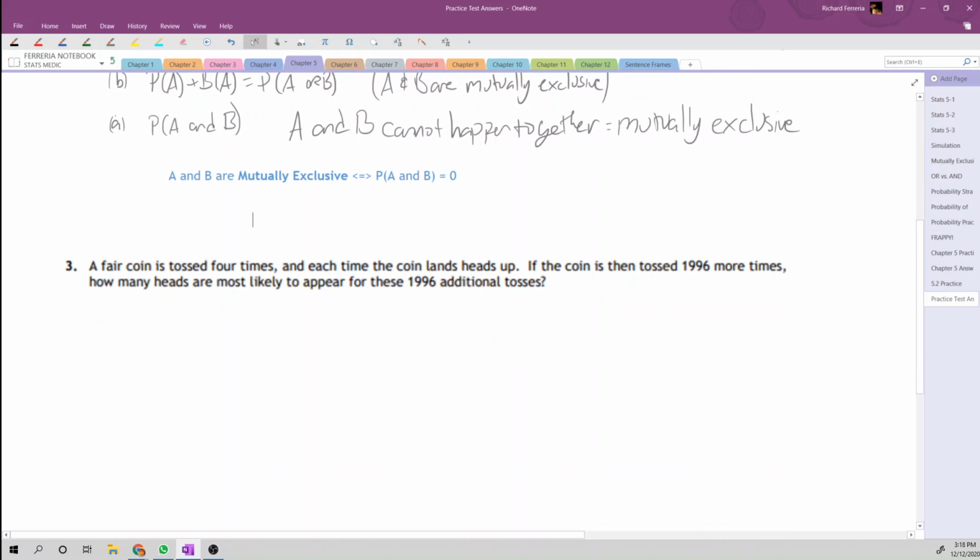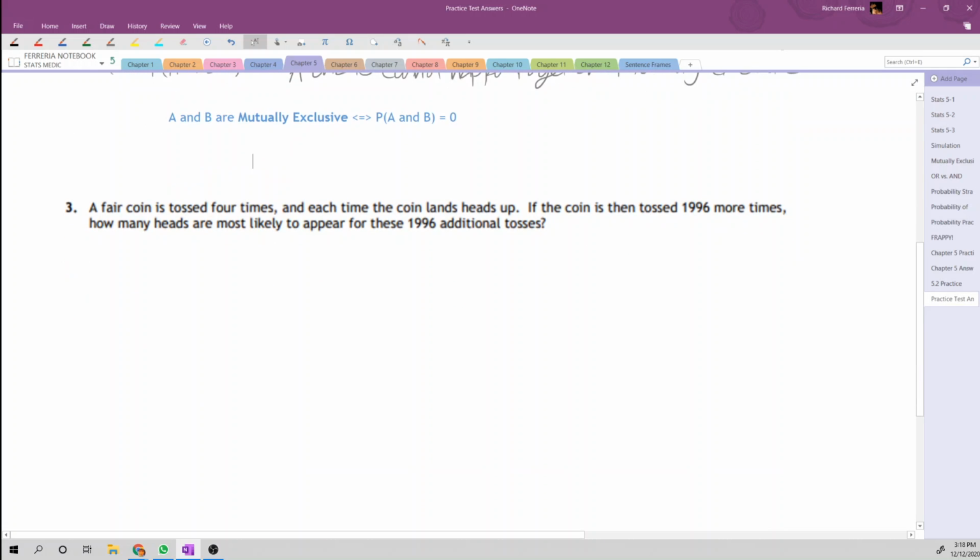Next we have number 3, and a fair coin is tossed 4 times, and each time the coin lands heads up. If the coin is tossed 1,996 more times, how many heads are likely to appear in those 1996 additional tosses? And the answer is, well, if the probability of heads is 50-50, or 50%, the answer is 50% multiplied by 1996. And that is 998 more times.